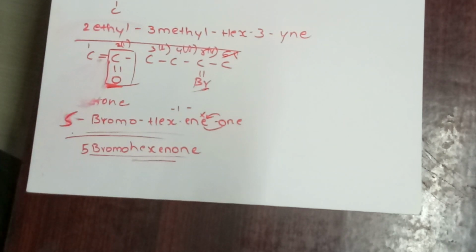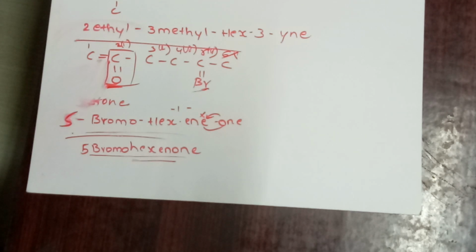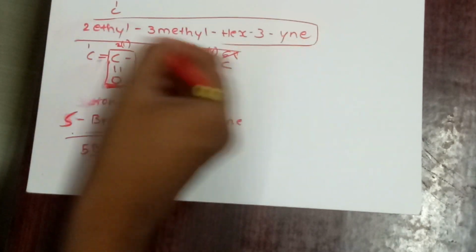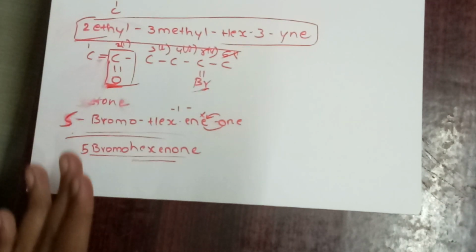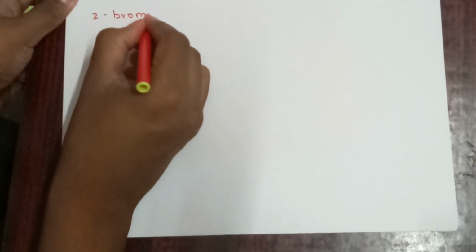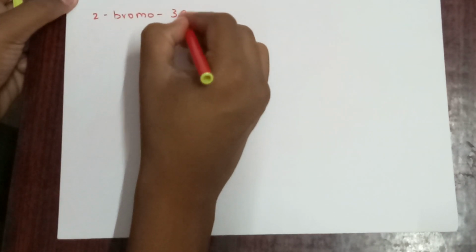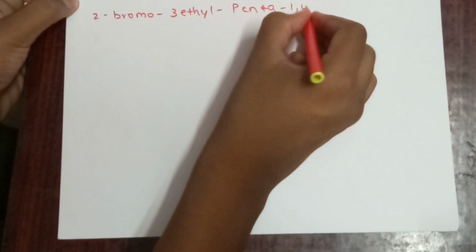With this I'll stop nomenclature, and you have to draw structures for this. They can give such kind of names, and they may ask you to draw the carbon chain. I'll give you one example and then I'll give you 5 sums to solve. The name given is 2 bromo 3 ethyl penta 1,4 diene.